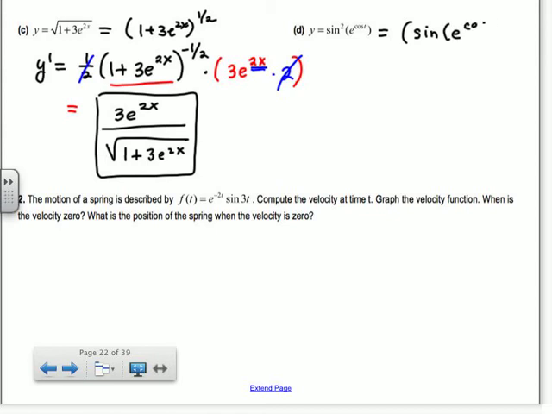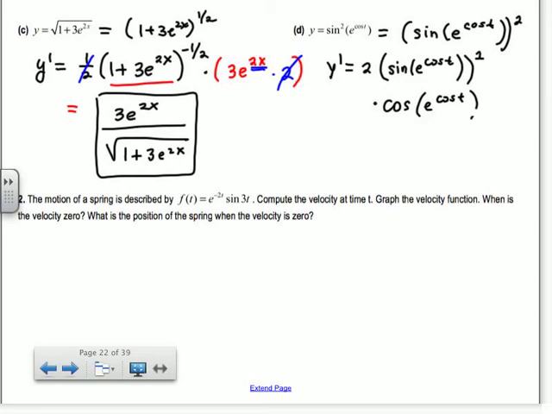So I have, in parentheses first, sine of parentheses e to the cosine t, and then all of that is being squared. So I have something raised to the second power. So if I'm taking the derivative, I do 2 of that something raised to the first power. So that something was sine e to the cosine t. What do I multiply by? You multiply by cosine of e to the cosine t, because that's the derivative of what's inside, times e to the cosine t.